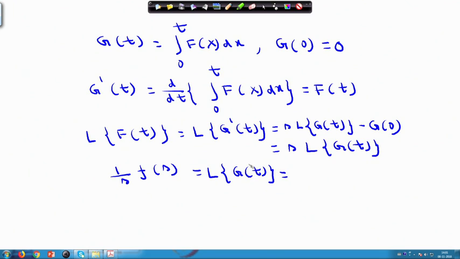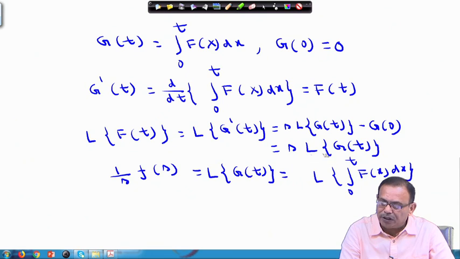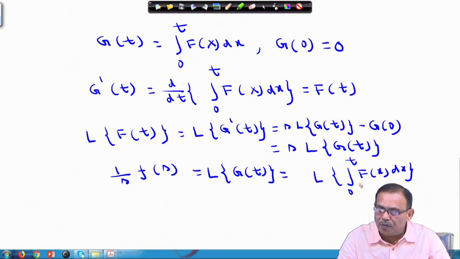And what is your g(t)? g(t) is nothing but the integral from 0 to t of f(x) dx. So, from here, we are getting the Laplace transform of f(t) as s into the Laplace transform of g(t), and then we are proving that the Laplace transform of the integral from 0 to t of f(x) dx is nothing but 1 by s into F(s), where F(s) is the Laplace transform of f(t). So, therefore, if I know that the Laplace transform of f(t) is F(s), then the Laplace transform of the integral from 0 to t of f(x) dx equals 1 by s into F(s). So, this is the theorem, or in other words, if I know the Laplace transform of a function, then I can find out the Laplace transform of the integral of that function also.